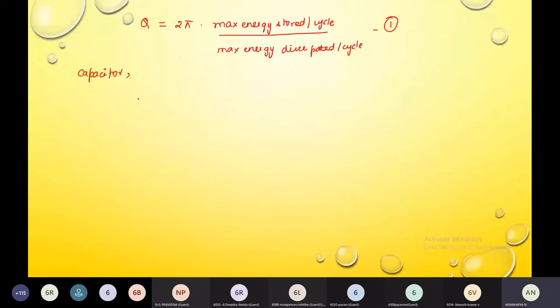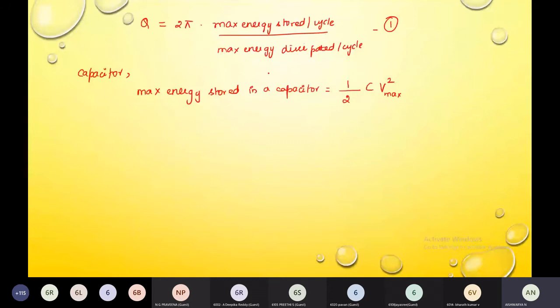Okay. So what is the maximum energy stored in a capacitor? You know the formula, correct? Please tell me, what is the maximum energy stored in a capacitor? Half CV square, and it is maximum. So instead of V, I am going to represent it as V max square. So this is the maximum energy stored in the capacitor.